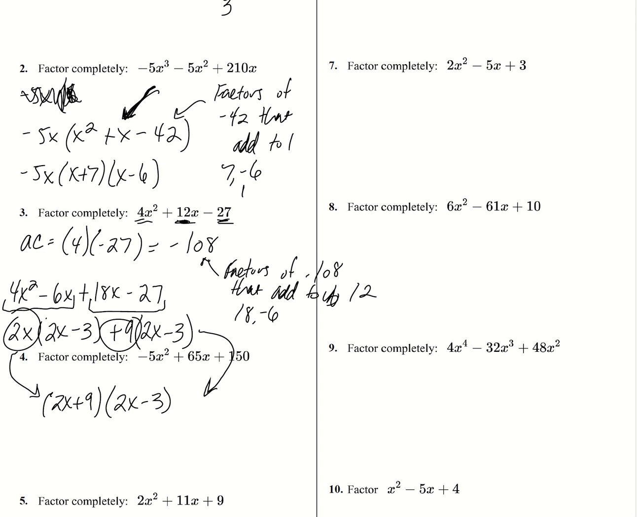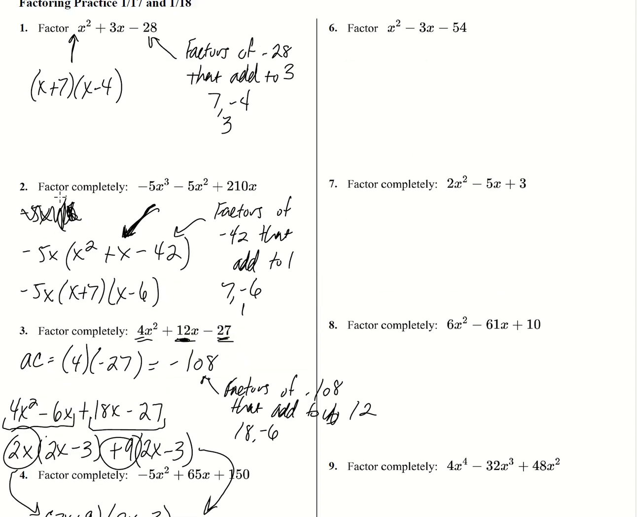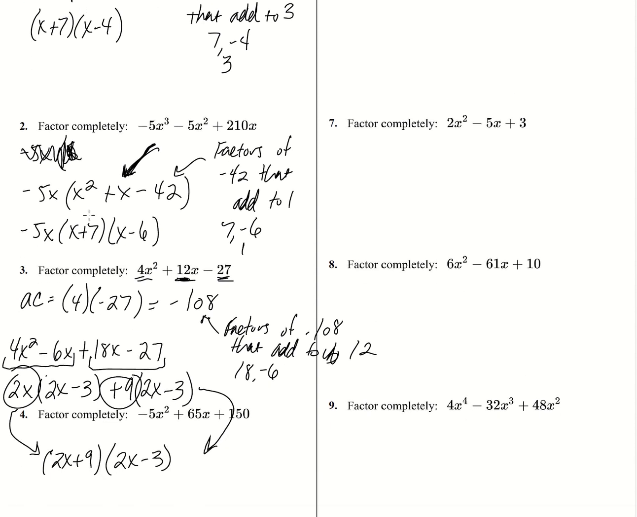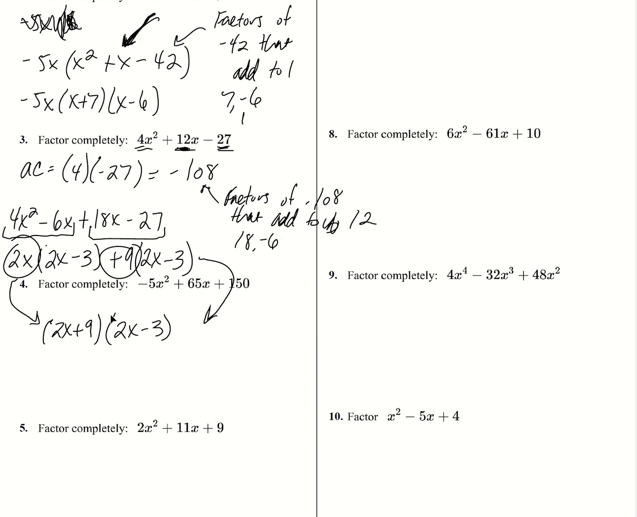So those are the three strategies we used. The first one, when a is 1, you just have to find factors of c that add to b. If there's a common factor between all three terms, you can just factor that out and see if you can then factor the expression further. If there isn't a common factor between all three terms, then you have to employ this 5-step strategy in order to find the factored expression.